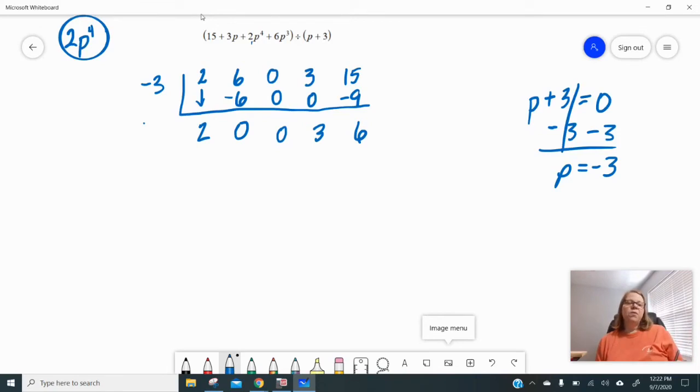So p to the 4th means my answer is going to start with p to the 3rd. And the number out front is what's going to go first. So the first part of my answer is 2p cubed. And then this would be the p squared and the p term because, you know, p to the 3rd, p to the 2nd, p to the 1st. But there's nothing, I mean, it's 0.